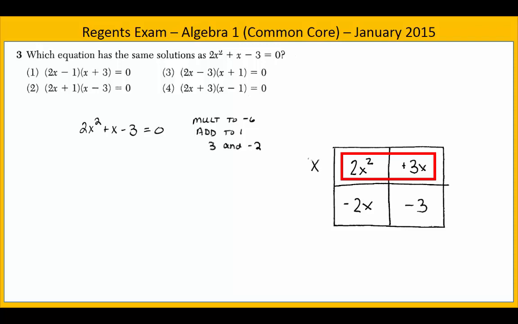Now we'll use multiplication to fill in the rest of the positions. X times something equals 2x squared. That's x times 2x, so we place a 2x on the top. X times something equals 3x. That's x times positive 3, so we write 3 on the top. And now we multiply down to find the final position. 2x times something equals negative 2x. That's 2x times negative 1.